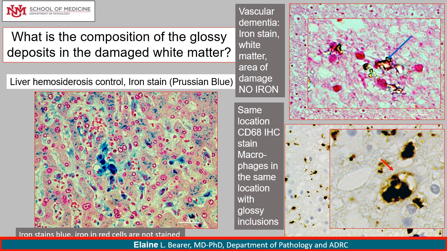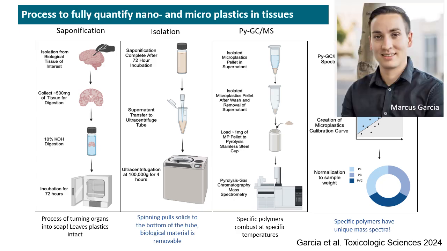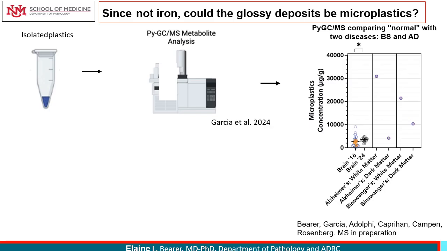Since we were studying microplastics in human tissue at UNM in Matt Campen's lab, with a new method developed by Marcus Garcia to isolate microplastics from human tissue using saponification followed by ethanol washes and identification with pyrolysis, gas chromatography, mass spectroscopy. When they performed this on my brain tissue, we found a lot of microplastics, 30 times more than are found in healthy human brains from autopsy specimens in our Office of Medical Investigator.